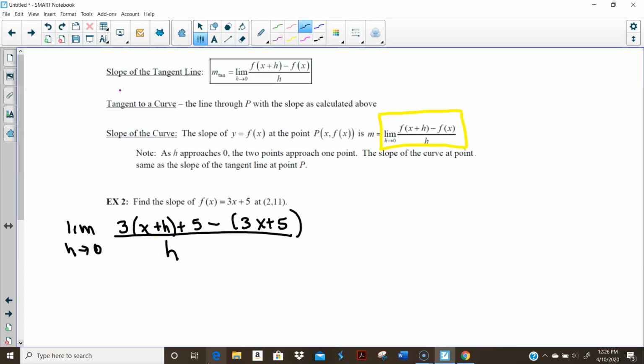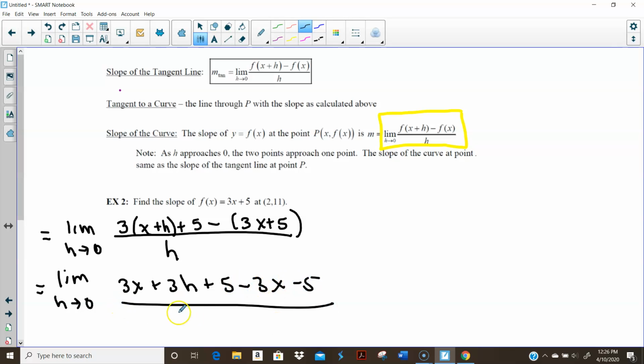All over h. Now, if you look at this, I cannot use direct substitution because if I plug in 0 for h, I'm going to get 0 at the bottom of a fraction. So I'm going to go ahead and reduce the top. So it's the limit as h approaches 0 of 3x plus 3h plus 5, subtract 3x, subtract 5 over h. So let's see if anything cancels. It looks like the negative 3x and the positive 3x will cancel. The positive 5 and the negative 5 will cancel. And now I just have 3h over h.